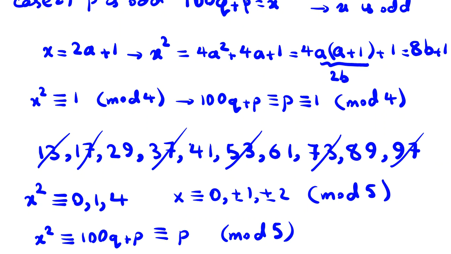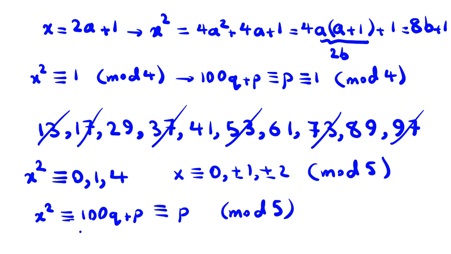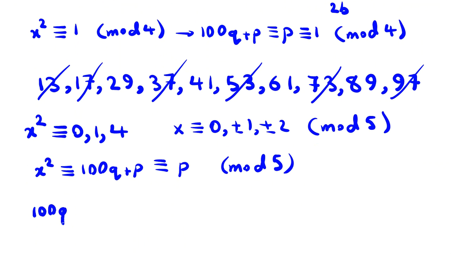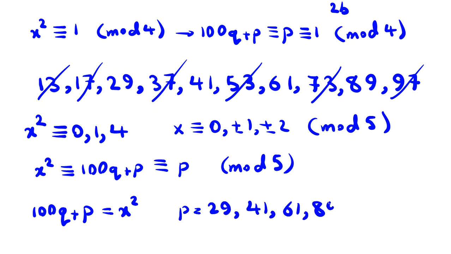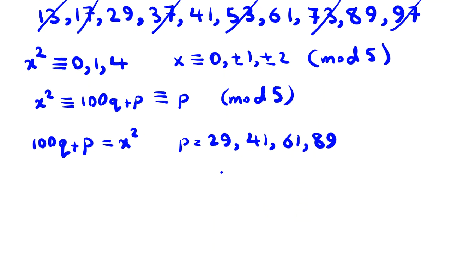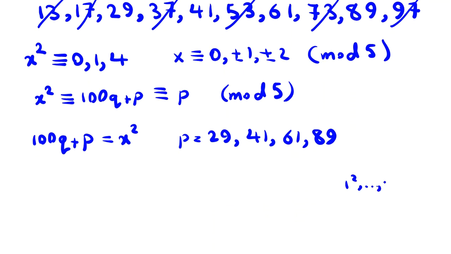The problem says 100Q plus P is a perfect square, and we need to check P = 29, 41, 61, 89. As I said before, try to memorize 1 squared to 31 squared at least. So here we know 529 is 23 squared, and it will be 100 times 5 plus 29.